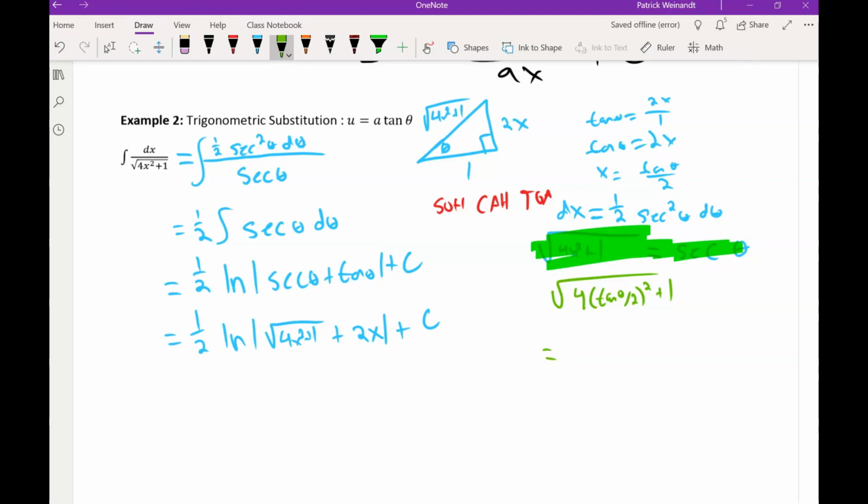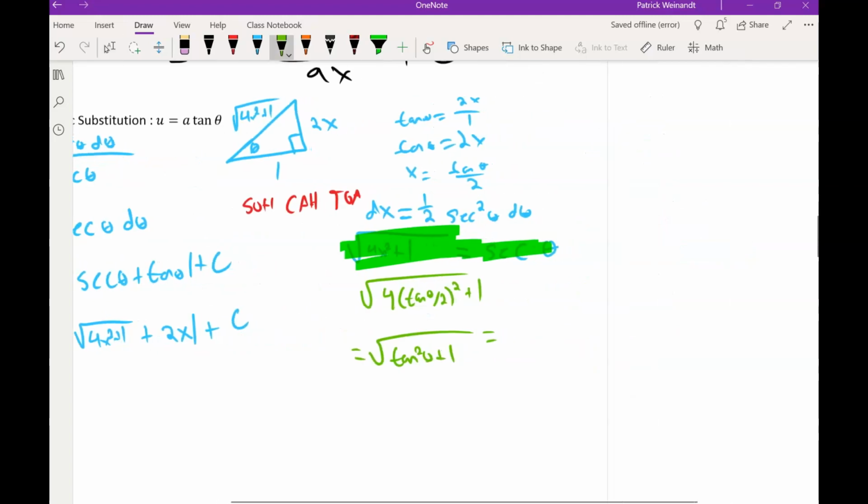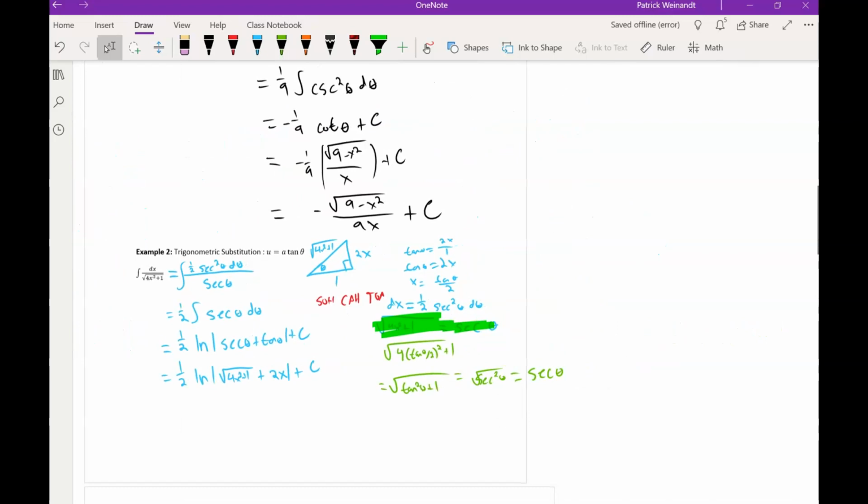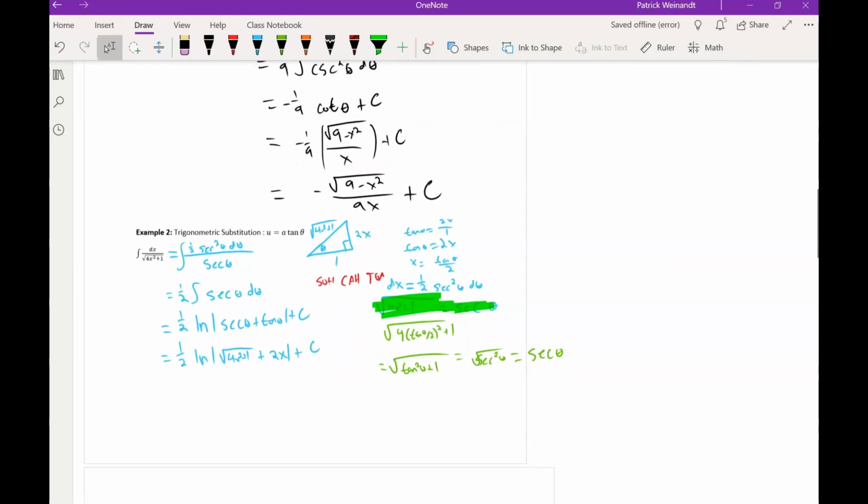It's going to be tangent squared theta over 4. 4 divided by 4 is 1. So you're just left with the square root of tangent squared theta plus 1, which you know by the Pythagorean identity is just going to be secant squared theta. Do the square root of that, and you get, lo and behold, secant theta, which is what we knew it would be. So if you ever forget, just plug in that value for x and use trig identities. You'll end up at the same spot anyways.